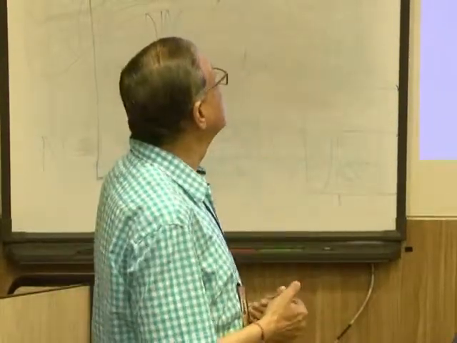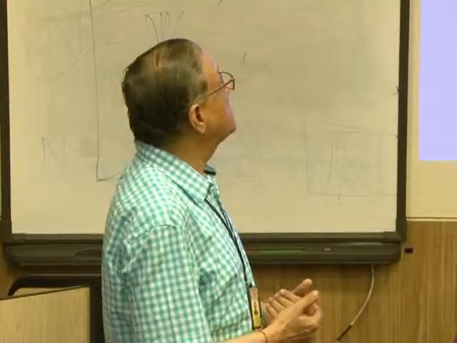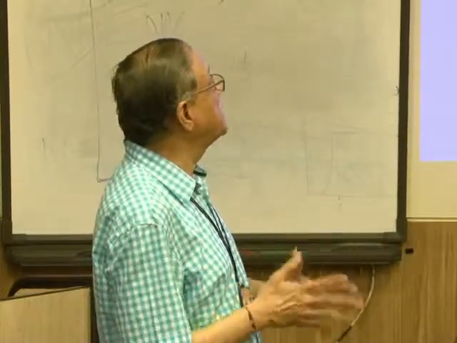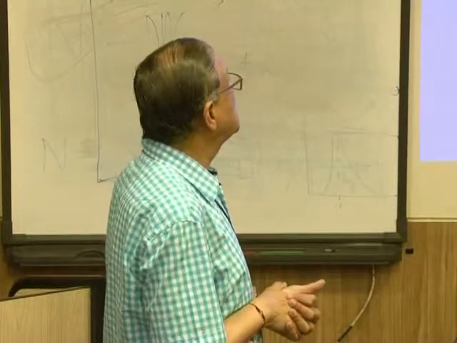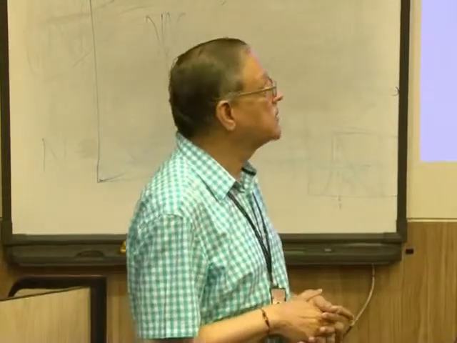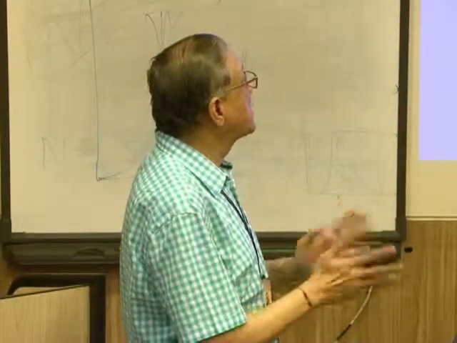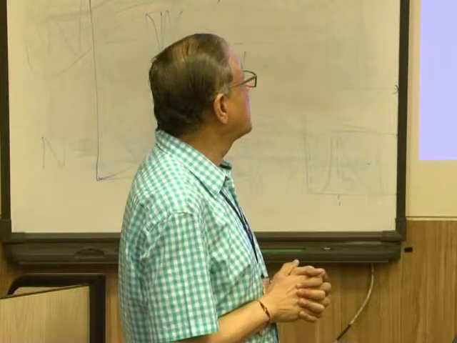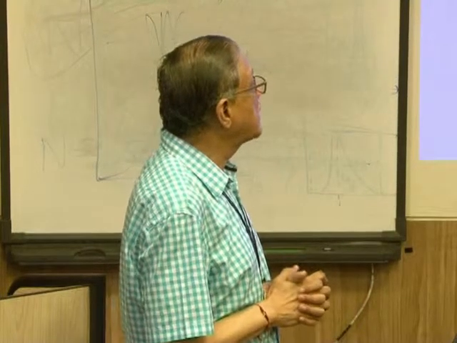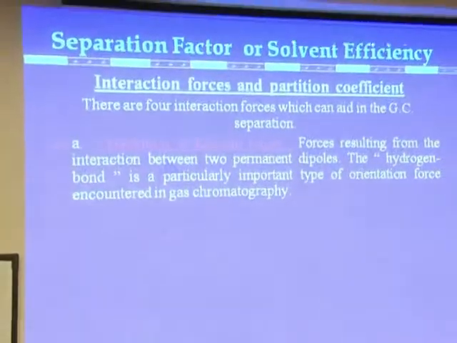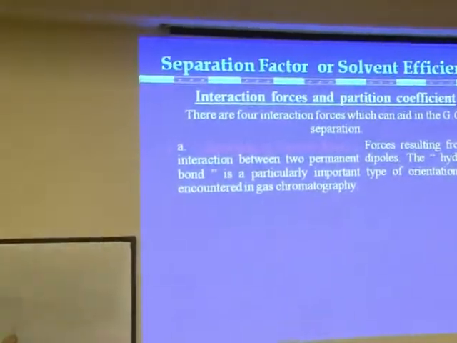For example, the four interactive forces which can aid in the GC separation start with orientation forces, that is, forces resulting from the interaction between two permanent dipoles. The hydrogen bond is a particularly important type of orientation force encountered in gas chromatography. I will tell you. Let us see that we have these two types of compounds, hypothetical.